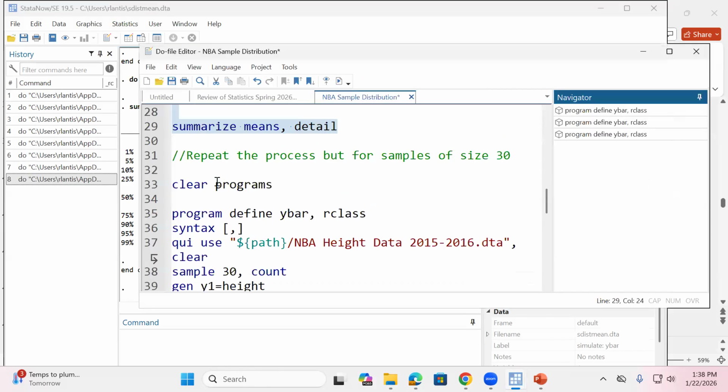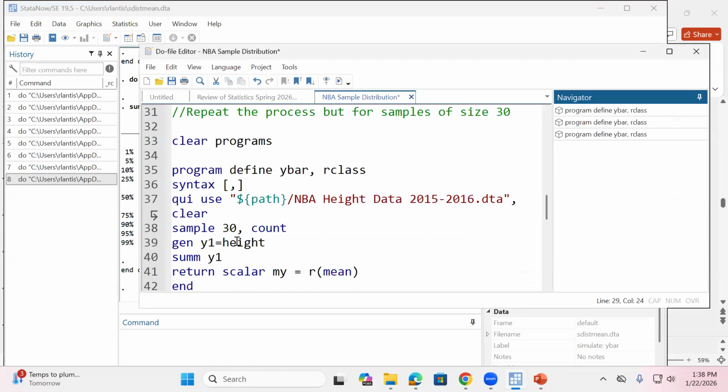Now, if I do the exact same thing, but I take samples of size 30, what should the mean of those sample means be? Still the population mean. But what should happen to the variance of those sample means?